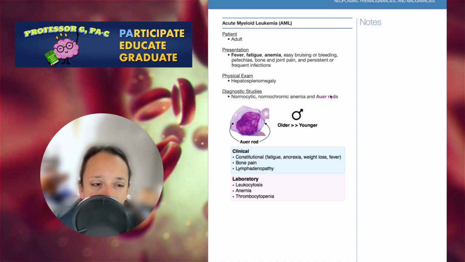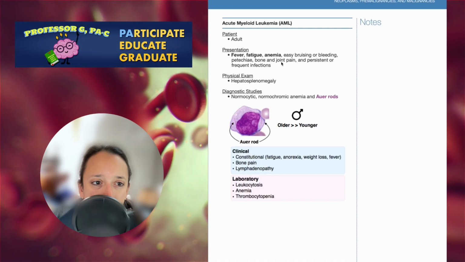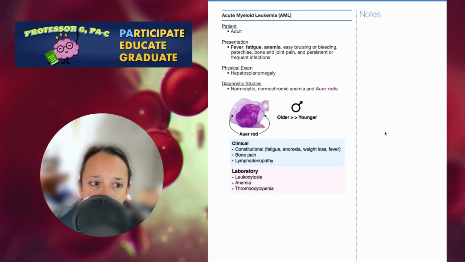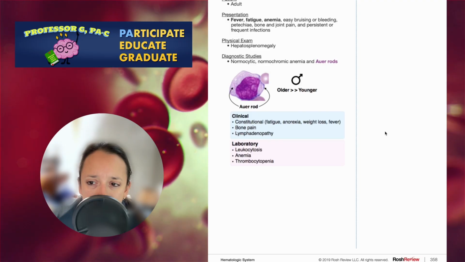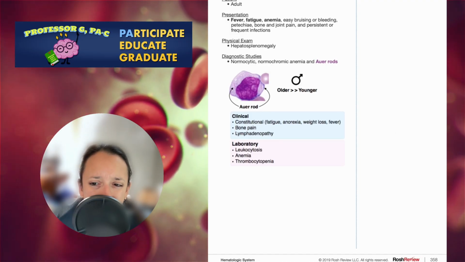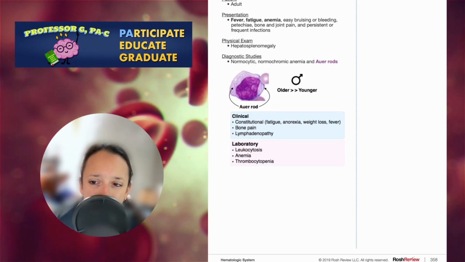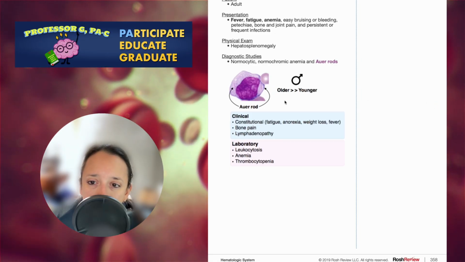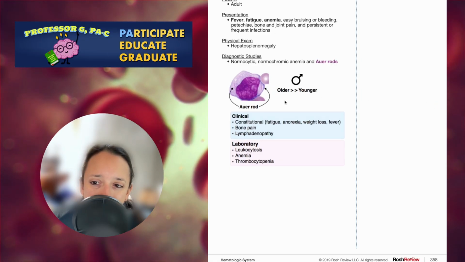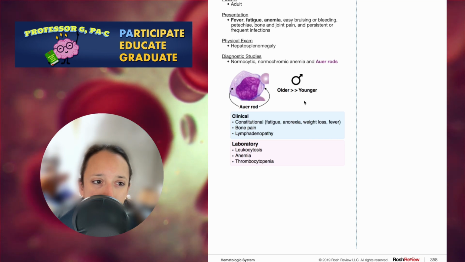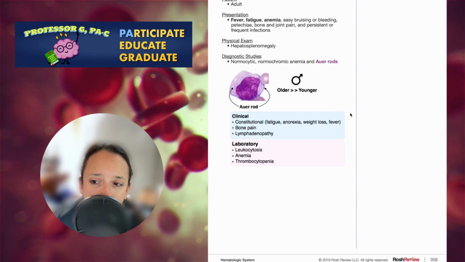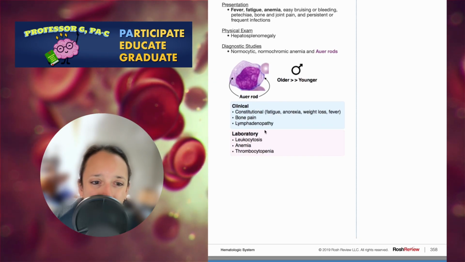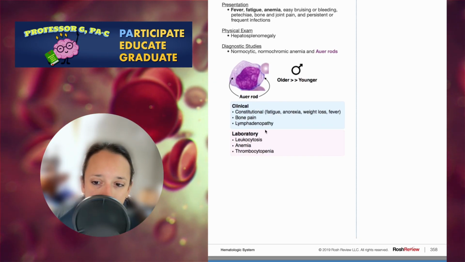Some of the major symptoms we see are fever, fatigue, and anemia. We can also see some bleeding issues and hepatosplenomegaly. For diagnosis, you'll see elevated WBCs on peripheral smear, myeloblasts, Auer rods. And then the bone marrow biopsy is going to confirm the diagnosis with greater than 20% myeloblasts. Treatment, really, we're going to use induction chemotherapy.